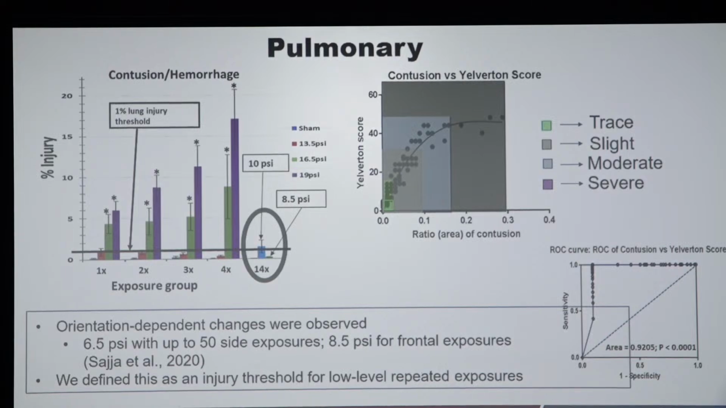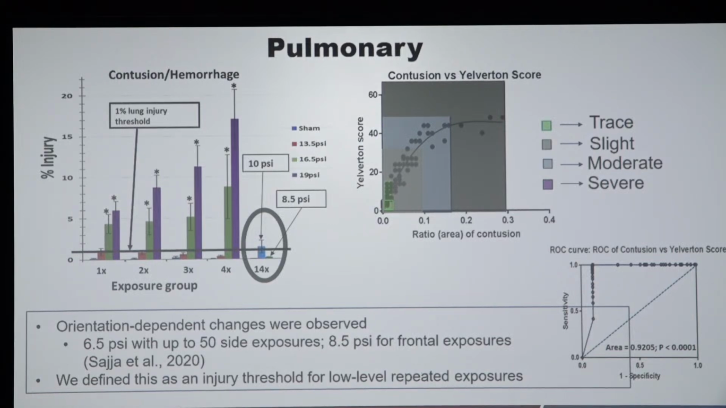So polytrauma does not exist, meaning no lung injury, in this case. That's how we defined it. There is other trauma that can happen, but you don't see significant petechial injury or hemorrhage at that point. We took the data up to 6.5 times, modeled it, and found that 6.5 psi is about the limit for side exposures, and 8.5 is for frontal exposures.